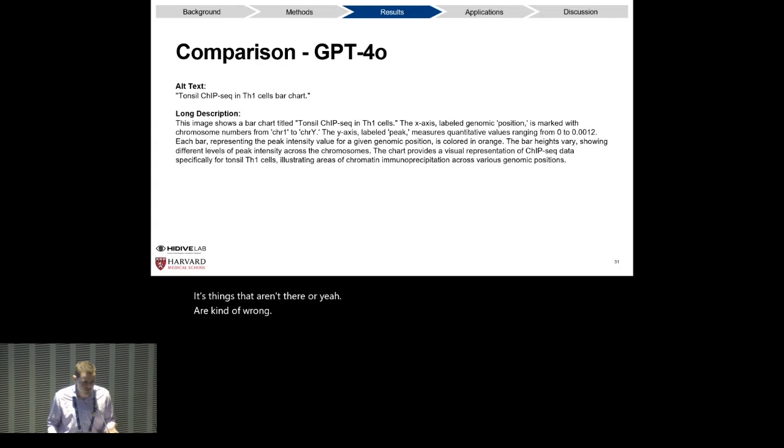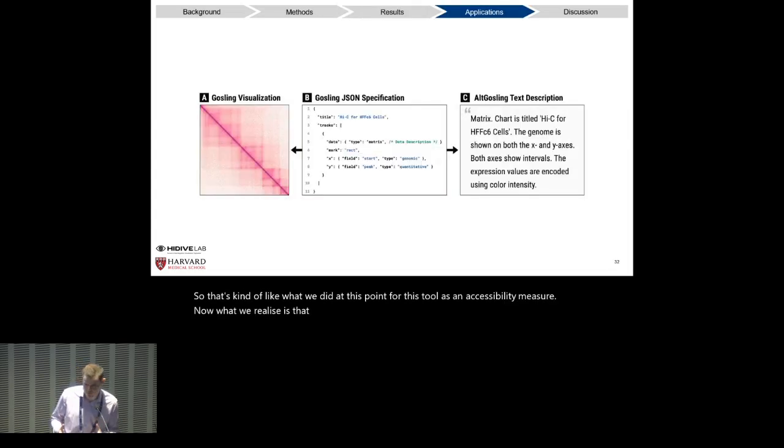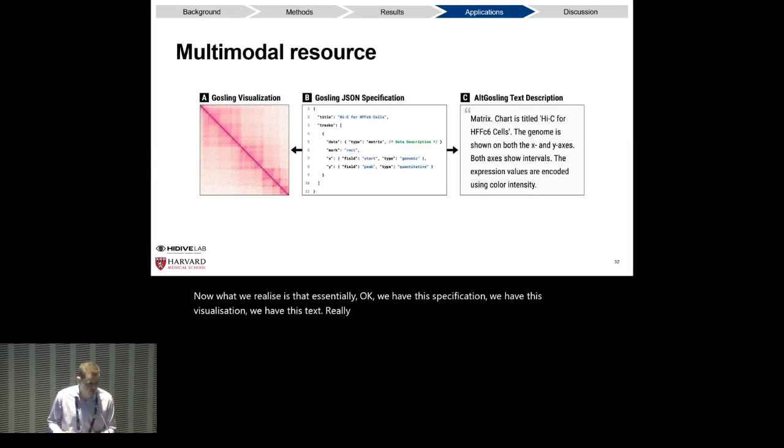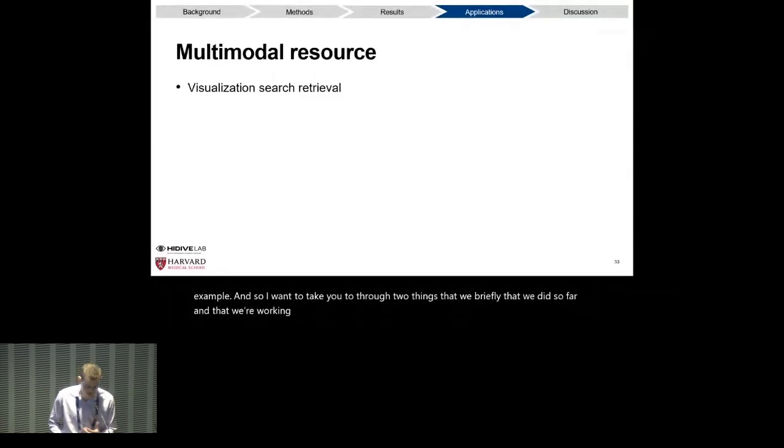So that's what we did at this point for this tool as an accessibility measure. But what we realized is that we have this specification, we have this visualization, we have this text. Really what we're creating is this multimodal resource. And we can do a lot more with that than just generating alternative descriptions for blind people, for example. So I want to take you through two things that we briefly did so far and that we're working on. One is visualization search retrieval, and the other is this data question visualization generation project.